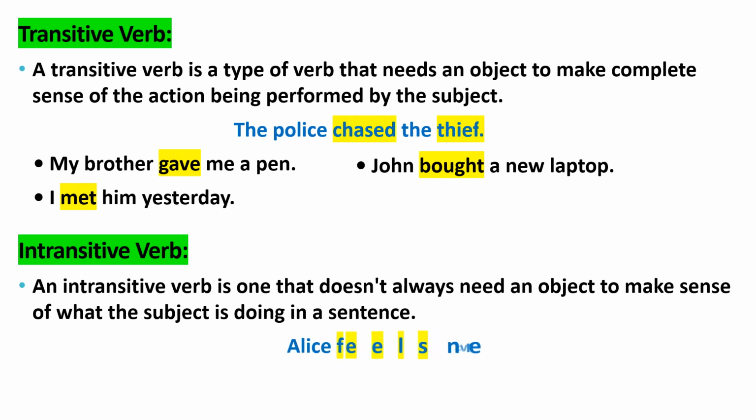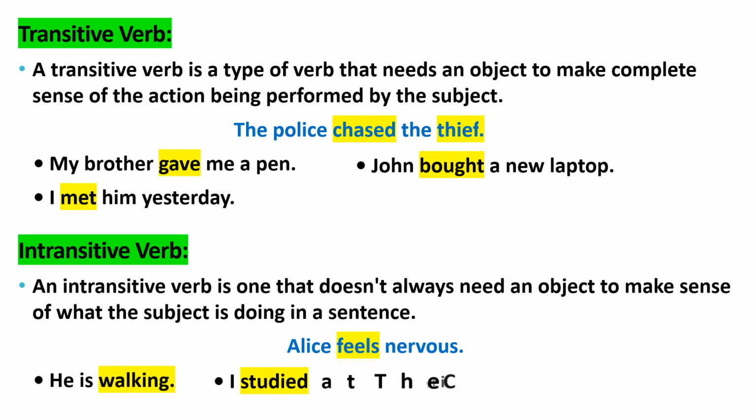For example, Alice feels nervous. The verb in the above sentence is feel and does not require an object to complete the sentence. Following are some examples of intransitive verbs. He is walking. I studied at the city school. The dog is barking.